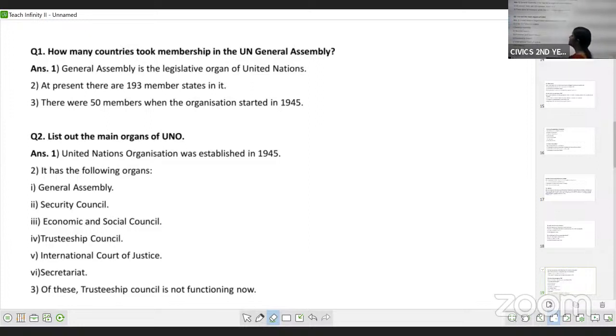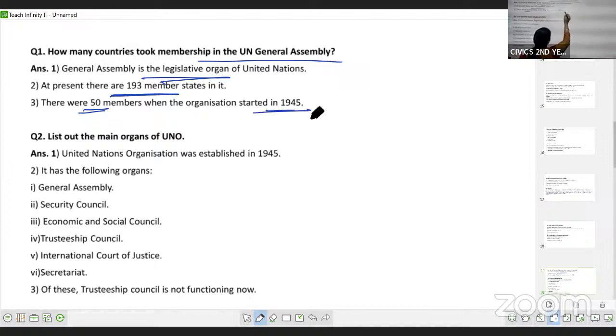So, the first question here is, how many countries took membership in the UN General Assembly? How many countries? Simple, just understand. How many countries are there in the United Nations General Assembly? Now, what is the General Assembly? Okay, now this General Assembly is the legislative organ of UNO. It is the legislature of UNO. Okay, and at present, it has 193 member states.